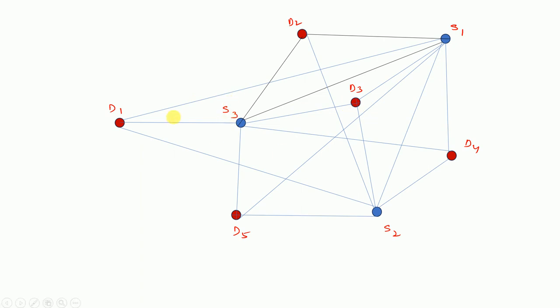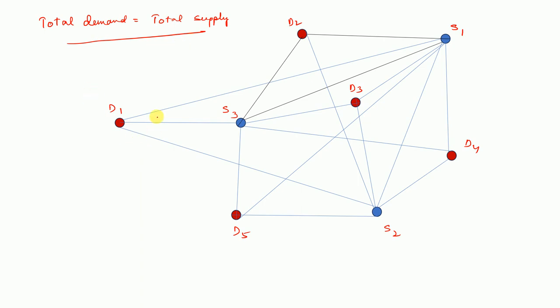One important thing: whenever we are discussing this problem, we generally assume the problem is a balanced one. Balanced means total demand must equal total supply. If it is not the case, then we have to add an artificial source or destination, which we will discuss later on. Initially, we are assuming total demand is equal to total supply.